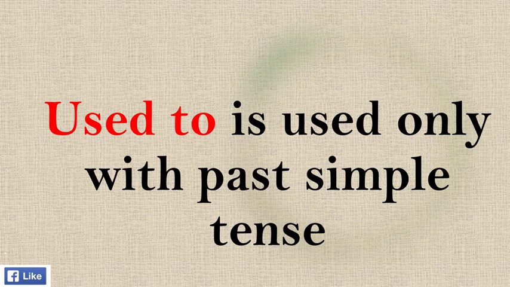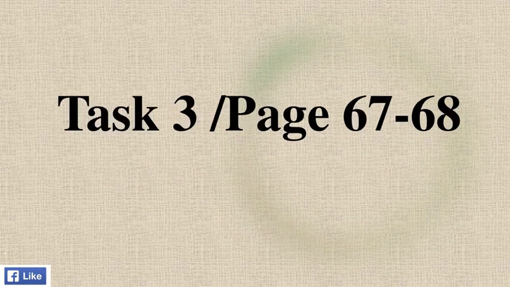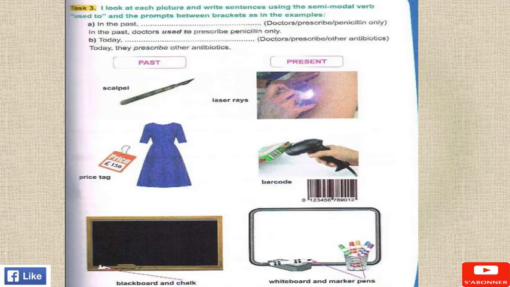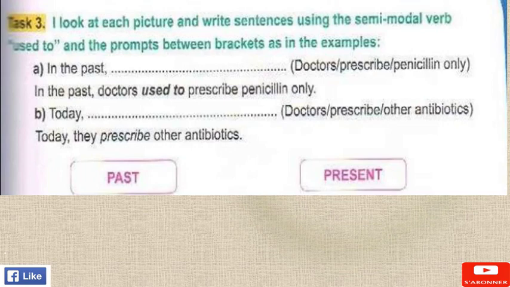Look at each picture and write sentences using the semi-modal verb used to and the prompts between brackets as in the example. هنا عندنا جمل مقارنة ما بين أشياء كانت تحدث في الماضي وحالتها الآن في الحاضر in the past and the present situation. So you have fragments between brackets. Try to use them to write sentences with used to, the semi-modal used to. So we will put a comparison between past and today.